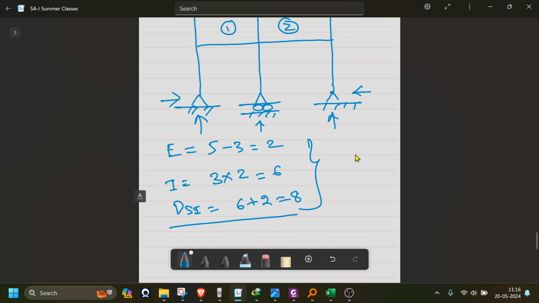So almost from your first unit, today we have covered almost 33% of your first unit. Now we are supposed to go on to learn the moment area method and the conjugate beam method. Okay, right?